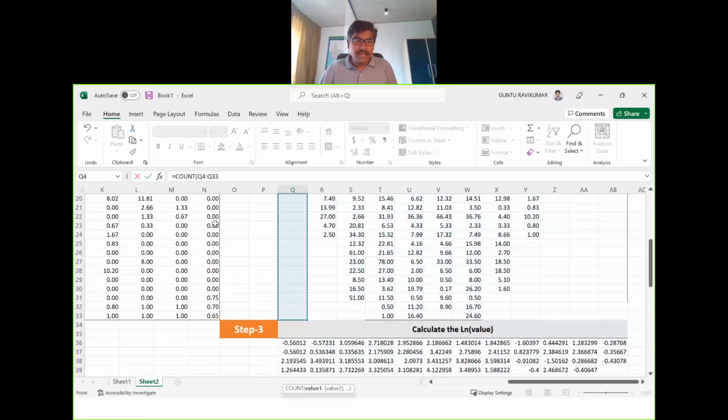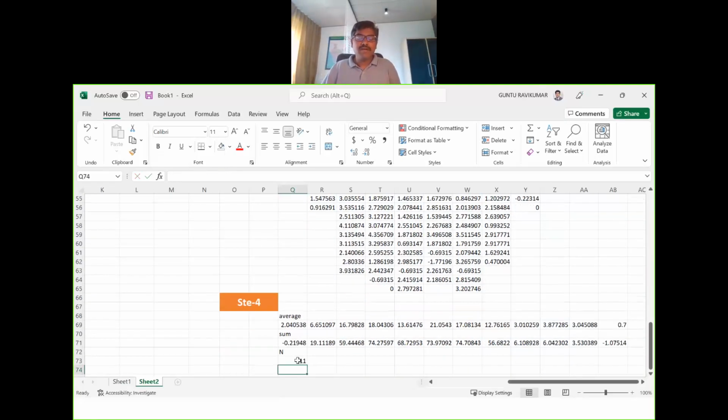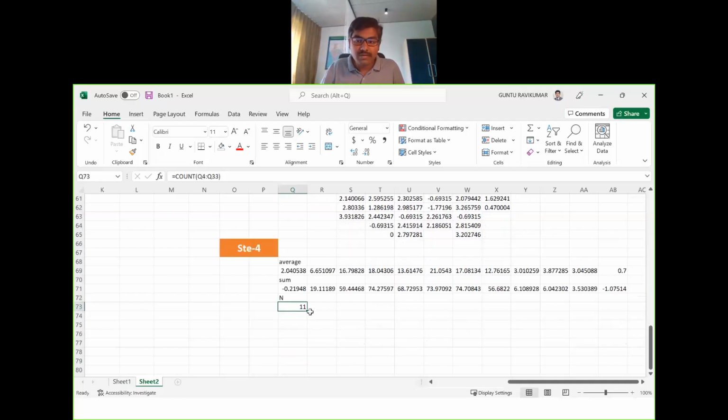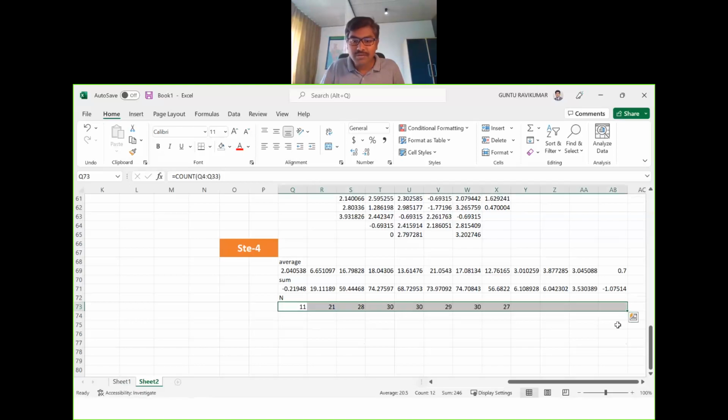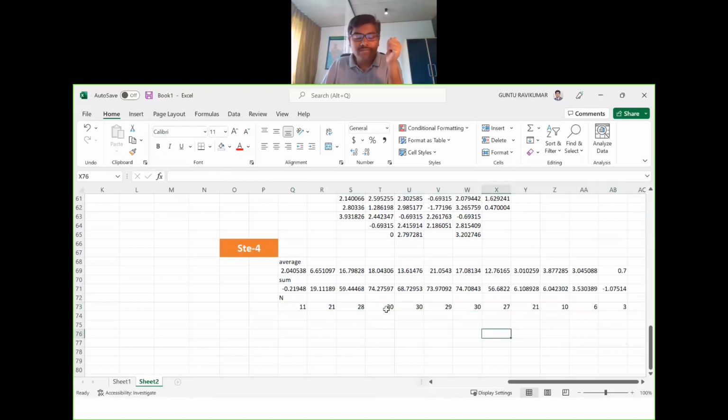I'm selecting 30 rows. Let us see what we will get. So we got 11. Out of 30 rows, we have 11 rows with precipitation values. Now I'm dragging it to the right side. I have 21 precipitation observations for February, 28 for March, 30 for April, 30 for May, and so on, 3 for December.